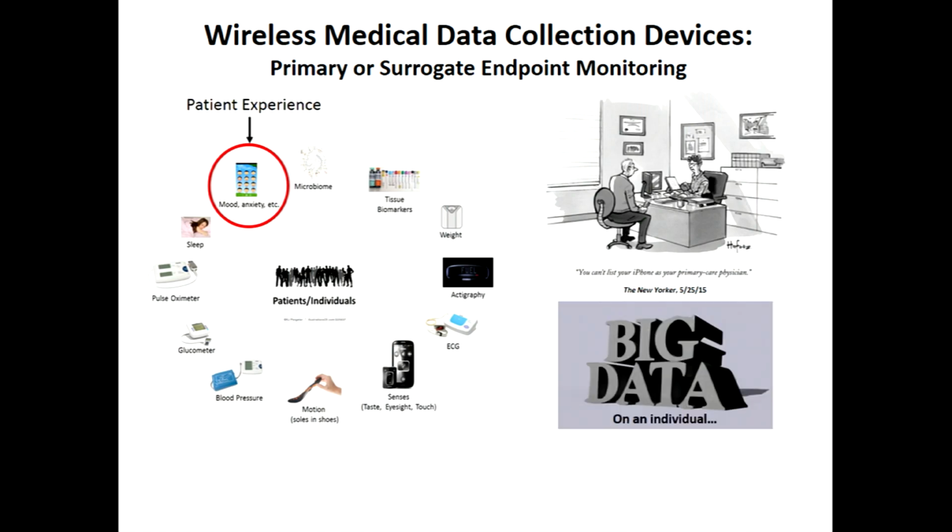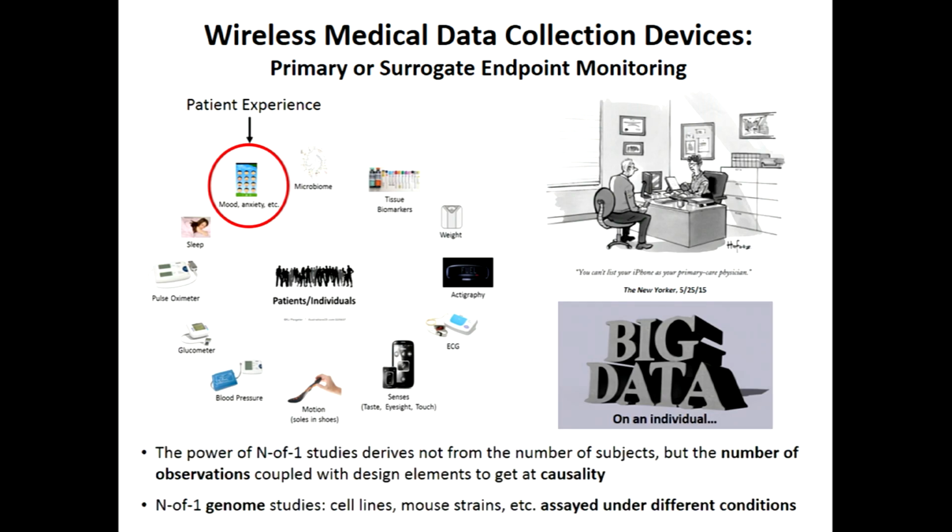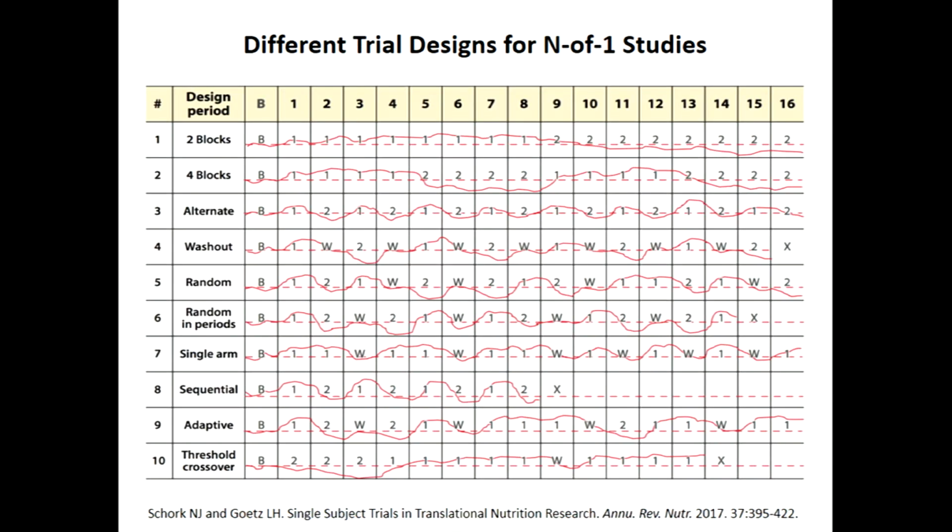This is literally about leveraging big data for individual patients to make claims about their health status in response to interventions of all sorts. I do want to emphasize that the power of these N of 1 studies is not due to the number of subjects. It's due to the number of observations that you make and the study designs that you're using to really make causal claims about the influence of an intervention on a clinically meaningful parameter. So fundamentally different than the way historical population-based trials have been pursued.